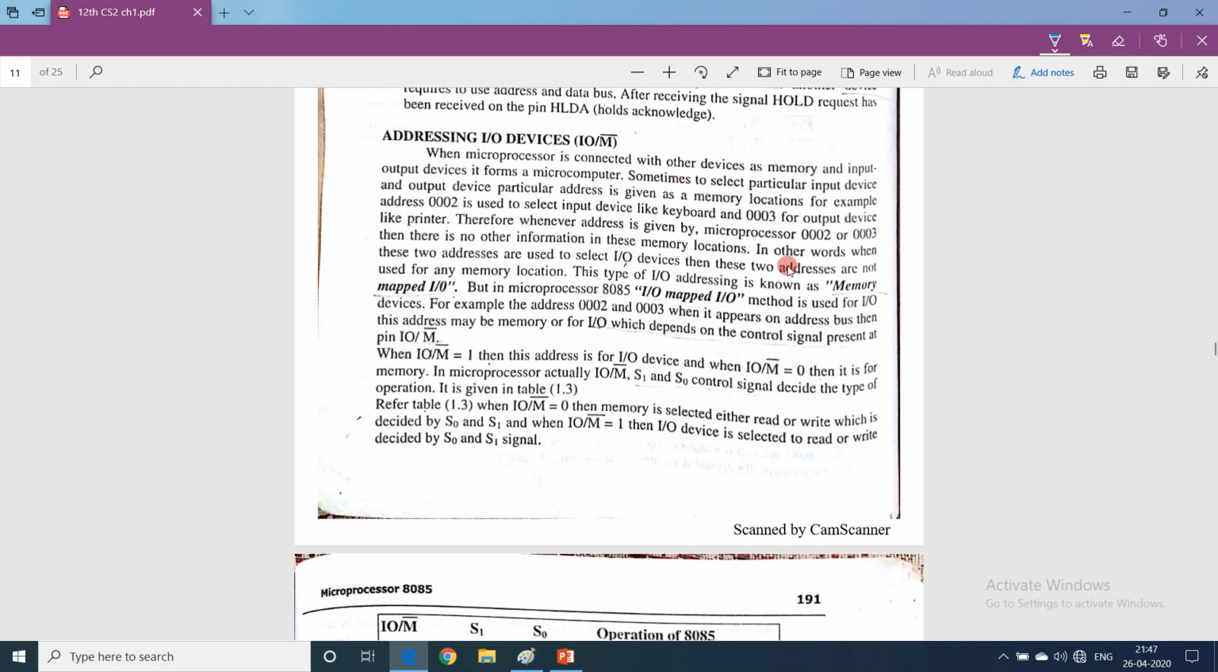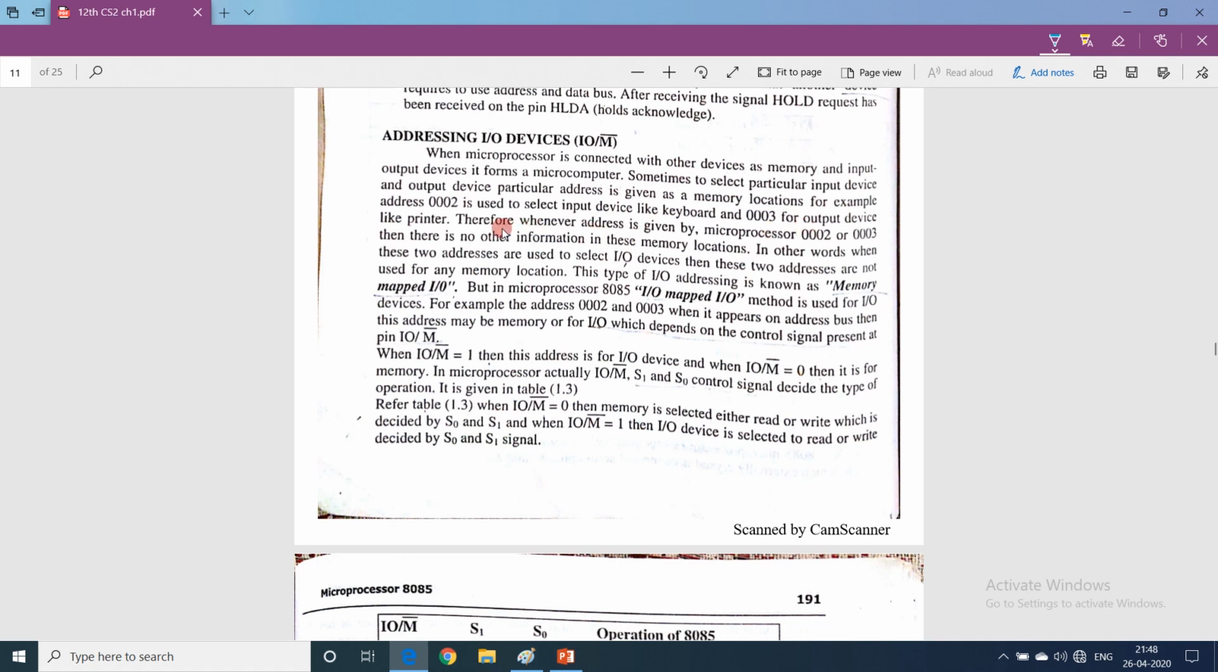These come under microcomputers. Sometimes, to select a particular input device or output device, a particular address is given as a memory location. To an input device or an output device, some particular memory location is assigned so that the processor can easily find out where this device is connected. If I want to send data, the processor will directly send the data to that device by locating the address. For example, address 0002 is used to select an input device like a keyboard and 0003 is for an output device like a printer.